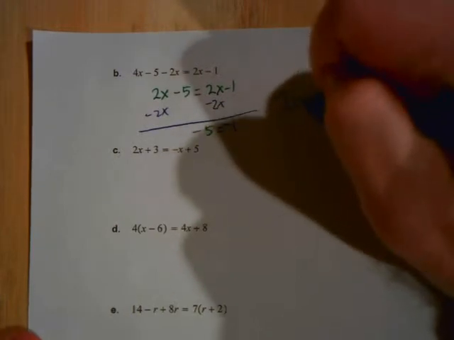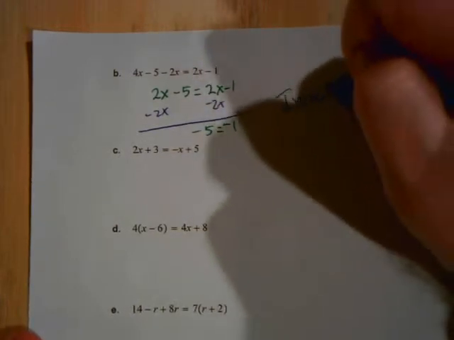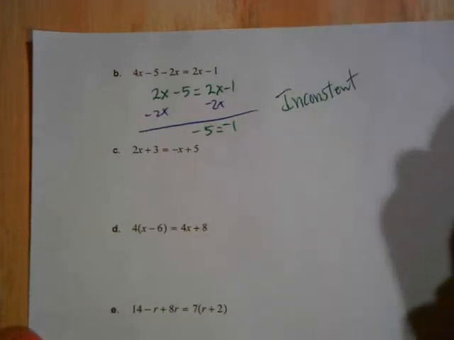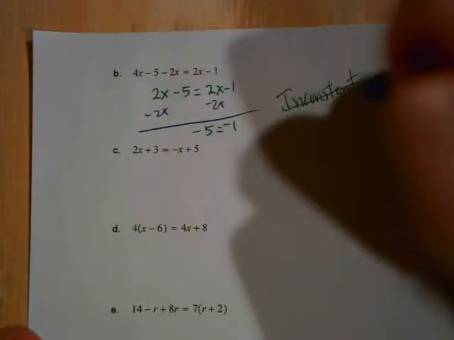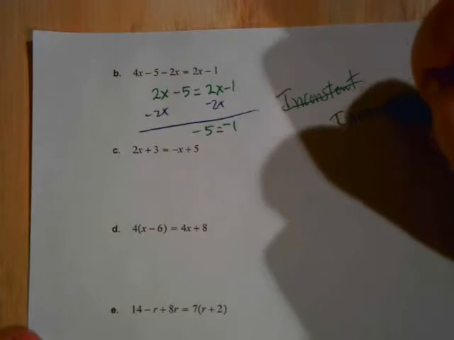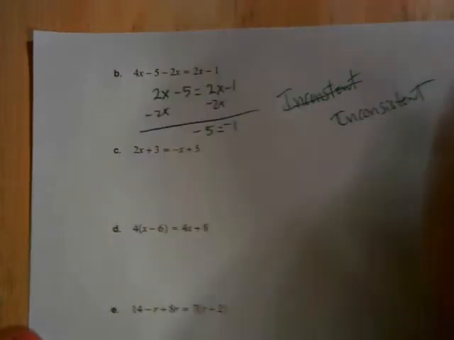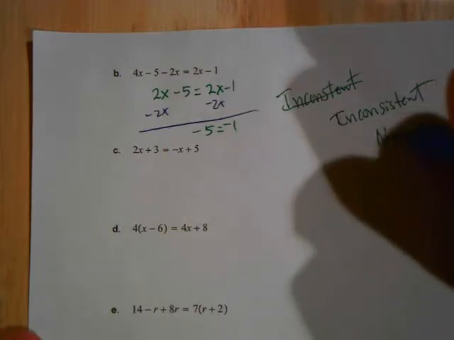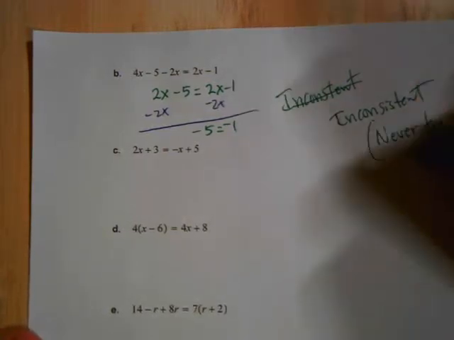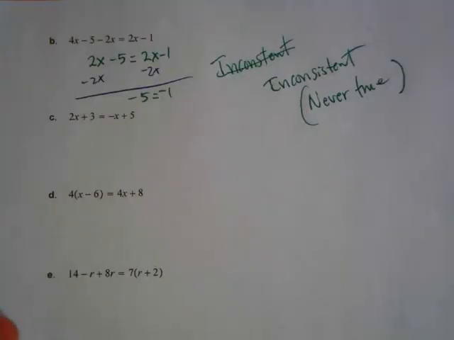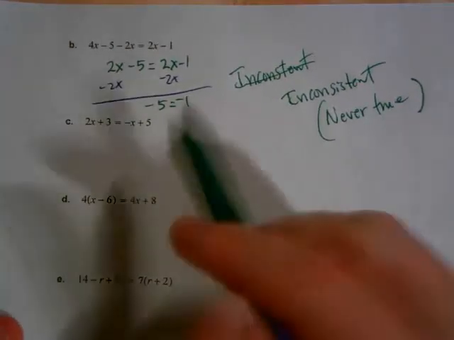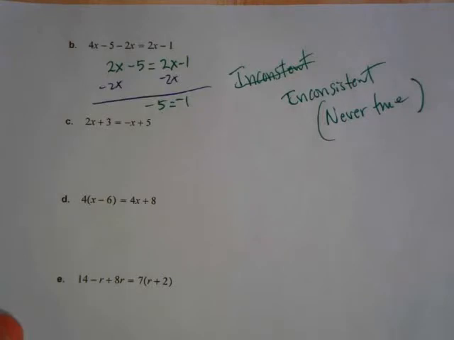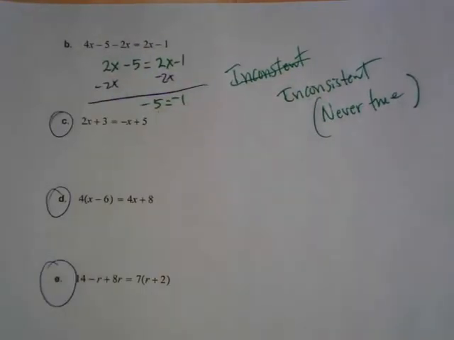I spelled that wrong. Inconsistent. There we go. That's better. And what this simply means is it's never true. There's no answer. You can tell inconsistent because you get something that is clearly wrong, something clearly not correct. Alright, so you're going to do C, D, and E. You're going to decide if you can solve those, or if they are identities, or if they are inconsistent.